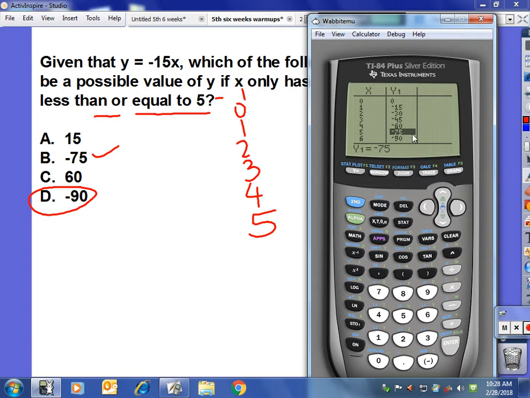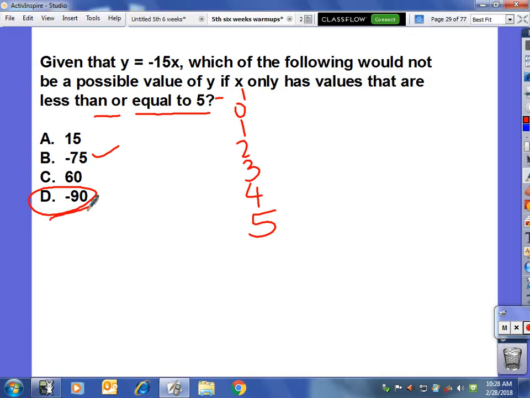That's the highest y value you're going to have then is negative 75. I'm sorry, not the highest. That's the lowest y value you're going to have. What are all the y values doing? They're going up. So anything lower than negative 75 for a y value is not allowed, because that would mean you're using an x value that's bigger than 5, and they told you couldn't do that. So this is not going to be allowed.